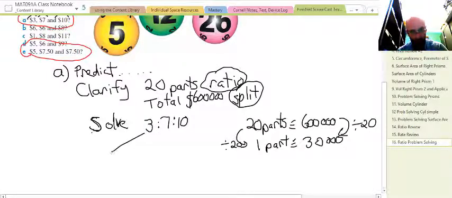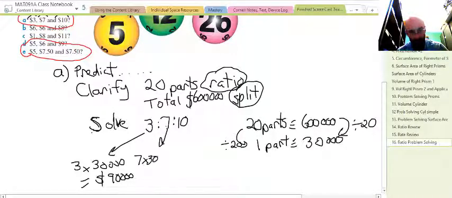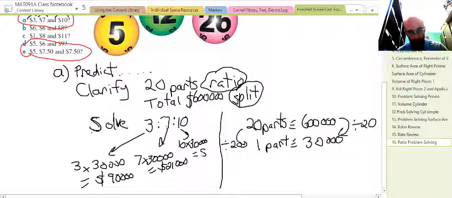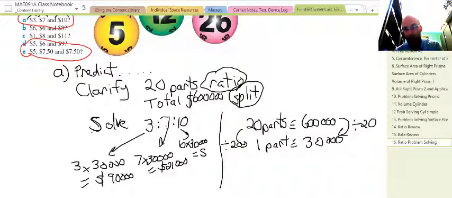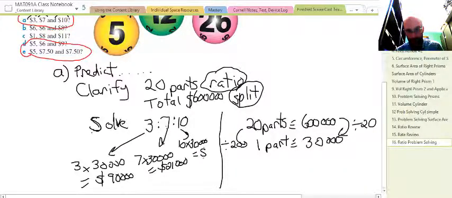So here we have 3 parts. So we have 3 times the 30,000, which is 90,000. So that person should get $90,000. 7 times 30,000. That person should get $21,000, and $10 towards the ticket is 10 times 30,000 equals $300,000.